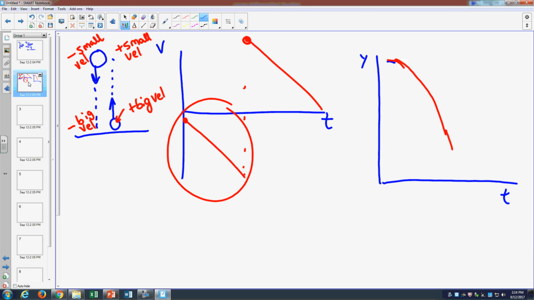I can think about my tangent lines. See, negative small slope, negative big slope. Negative small value, negative big value.